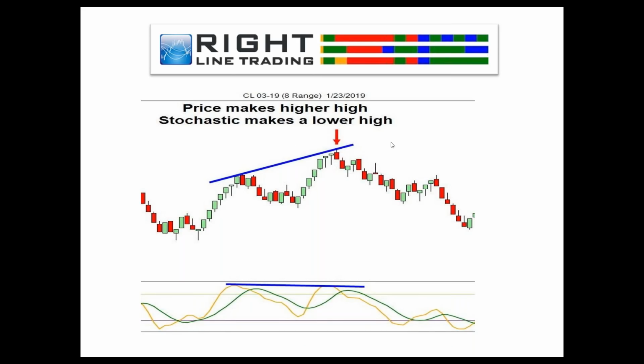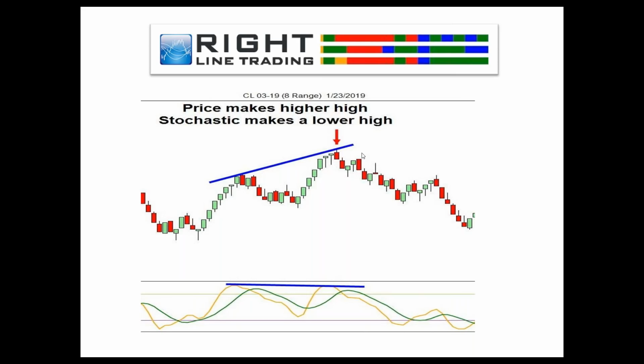Now I just pulled a chart of crude from January, and you can see that price is making a higher high. This is also divergence. Momentum here is making an equal high. So price is moving higher, but momentum doesn't accelerate, or the price doesn't accelerate faster on a higher move. And that is also a signal for divergence. And you see that it signals a nice drop in price.